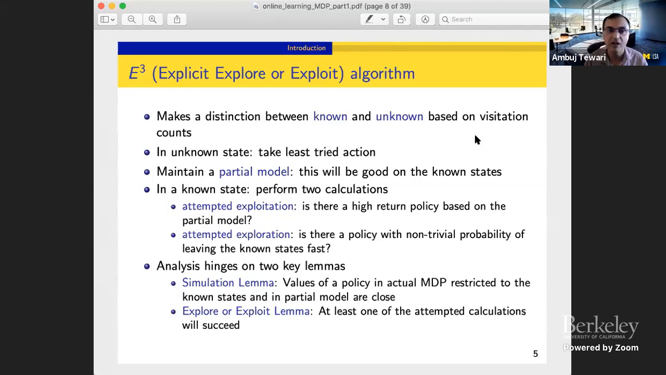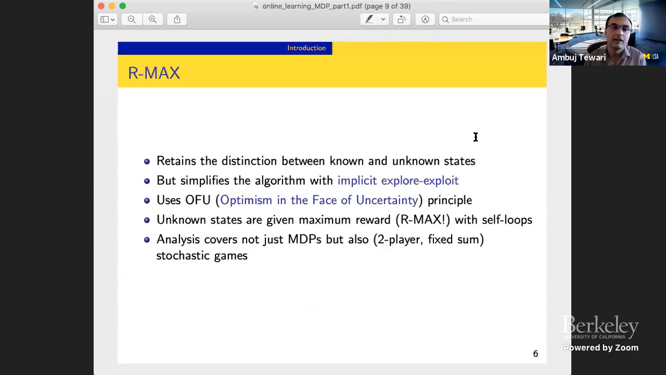And so, as I said, it was a landmark paper. This was followed by RMax, where the step forward was a considerable simplification in the design of the algorithm. It retained the distinction between known and unknown states, but it removed this explicit explore versus exploit design. So it used the optimism in the face of uncertainty principle, which we saw yesterday. It's a principle that says that if you're in an uncertain environment, you're making decisions, you have some uncertainty, maybe behave as if it's the best of all possible worlds.